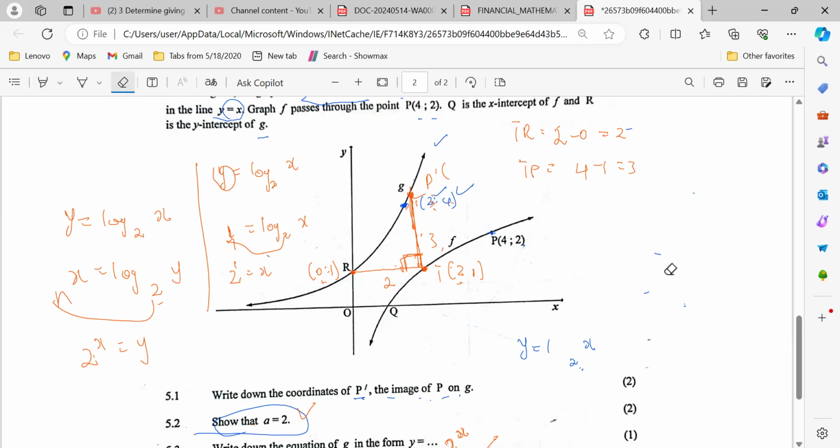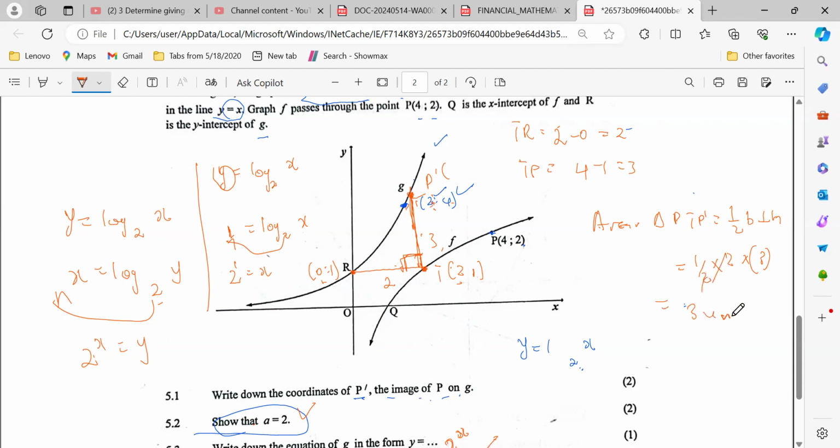Since you are looking for an area and you have a right angle triangle, you can do something like this. The area of triangle RTP prime is going to be given as half base multiplied by the perpendicular height. So it's going to be half multiplied by our base, 2, multiplied by 3, which gives the answer 3 units squared. Yeah, it's an area. It's unit squared. It's a unit multiplied by a unit, then it gives us unit squared.